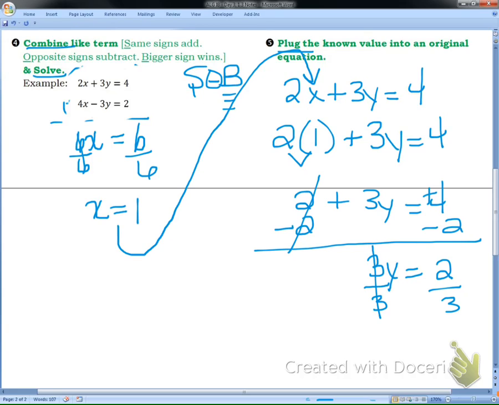So 3 over 3 cancels out, so I'm left with y is equal to 2/3. So I got a fraction. It doesn't reduce. I just leave it as a fraction, 2/3. My final answer, remember that the answer to a system is a point, and you always have to write your x variable before your y variable. So I'm going to write 1, and in this case 2/3. It's just the way the problem turned out.